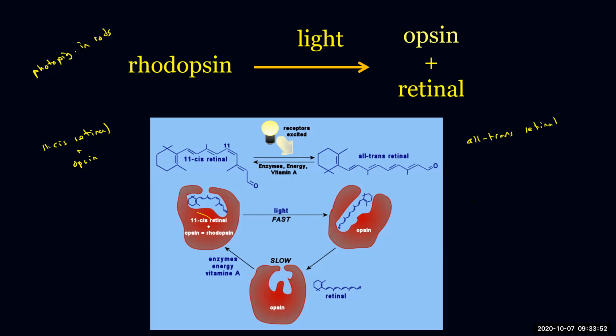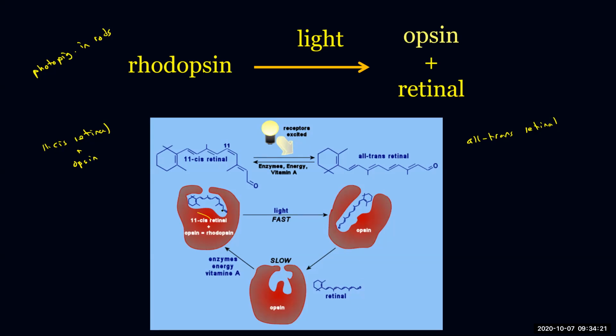Okay, so light is going to take rhodopsin and cause it to split into opsin and all-trans retinol. So here we are ready to go. We're exposed to some light. Very quickly, we get this change into opsin and retinol.